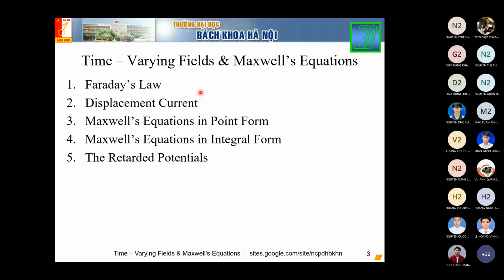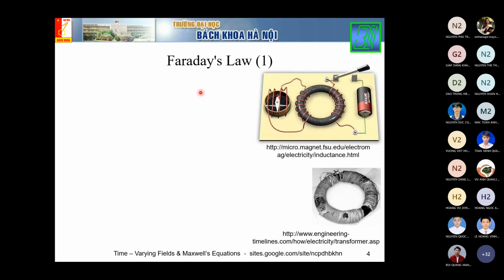So in this very important and a little difficult chapter compared to previous chapters, we talk about 5 things. The first thing is about Ampere's law. Faraday's law.